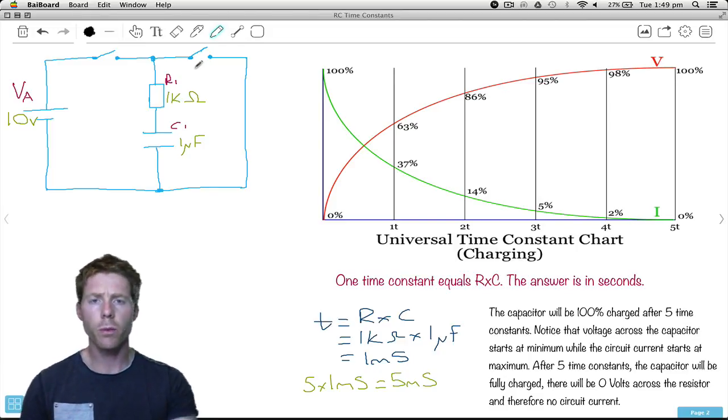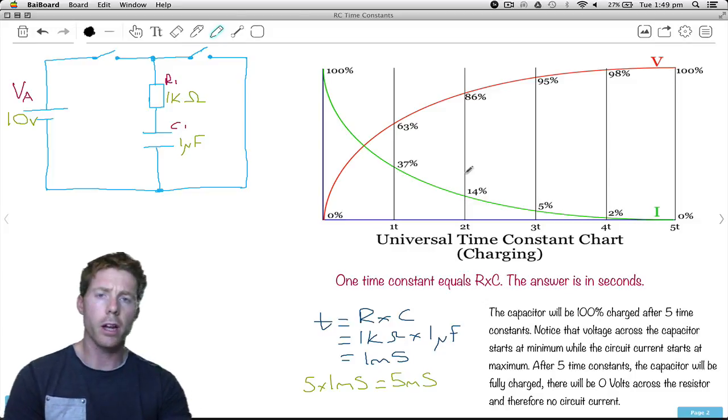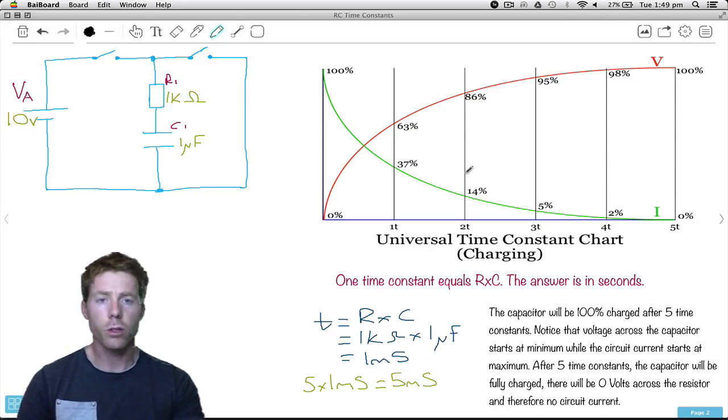I've got the circuit over there, but what I want you to have a look at over here is this universal time constant chart. I've drawn this one up. If you type that into Google, you'll find very similar things. And I've rounded off my percentages a little bit, which is going to be fine for what we're doing here.